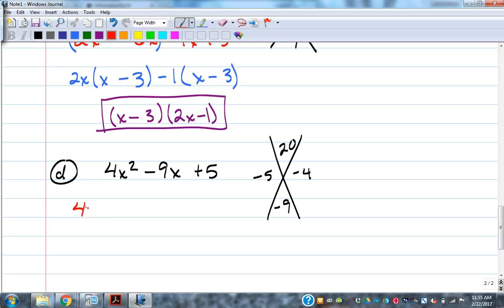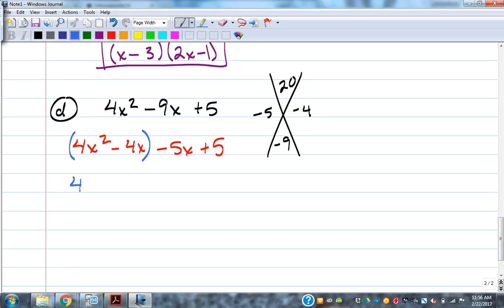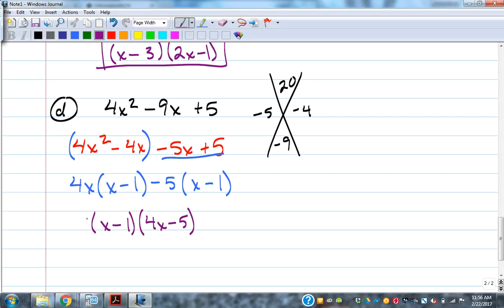And then I'm just going to rewrite it. 4x squared. I'm going to put the minus 4x first because that makes sense, because I got a 4x squared in the front. That makes the GCF easier for me. Minus 5x plus 5. Group. 4x. So leave in parentheses, x minus 1. What do I pull out of the second group? -5. Changes it to x minus 1. Factored form. X minus 1 is one of them. 4x minus 5 is the other one.